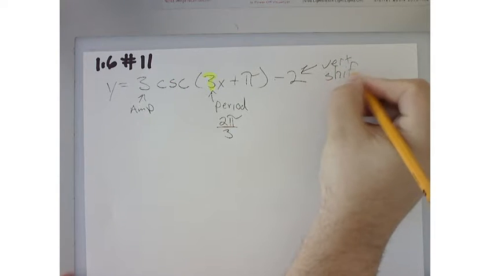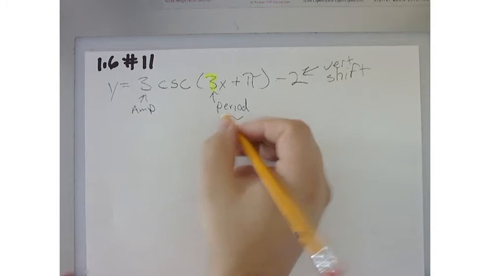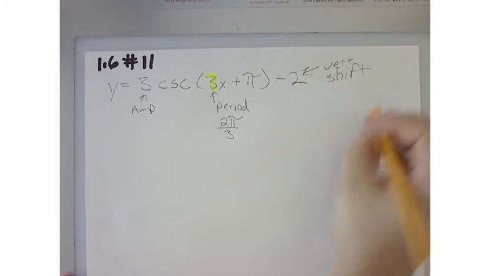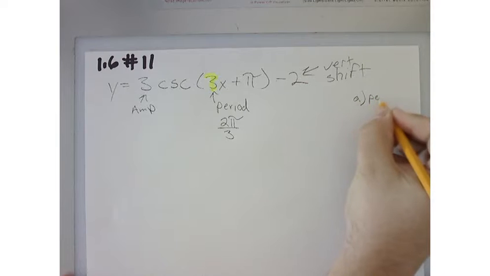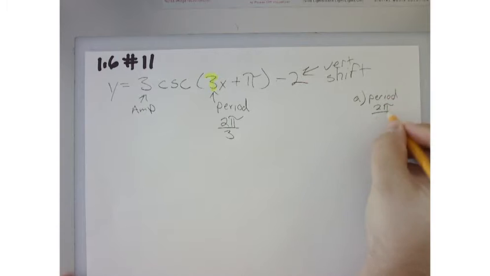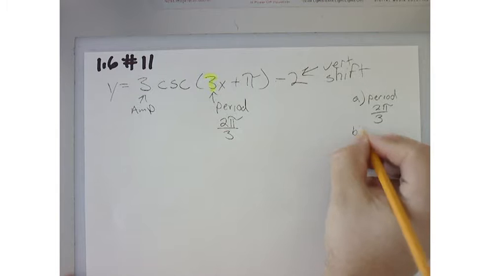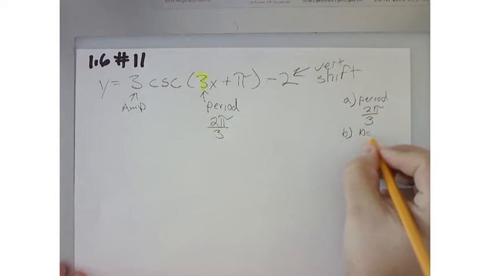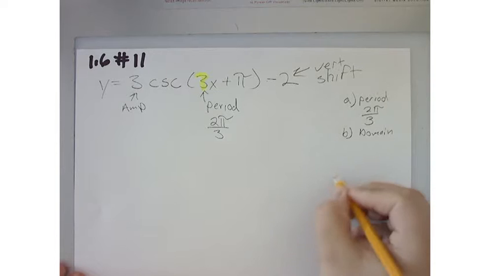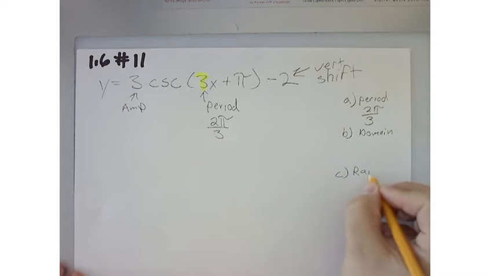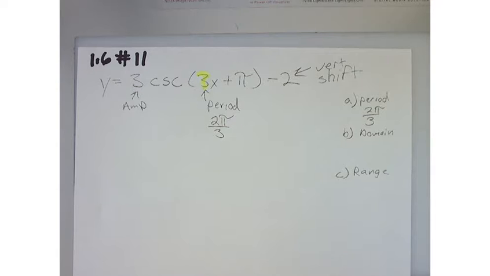All right. So we've done part A. Part A says, what is the period? Okay, so I'm going to write over here, A wanted the period, and the period we found was 2 pi over 3. That was easy, okay? So now the next thing, B wants the domain, and I think C is the range. Maybe it's not A, B, C. No, that's right. The domain, the range, and then D, we have to draw the graph.